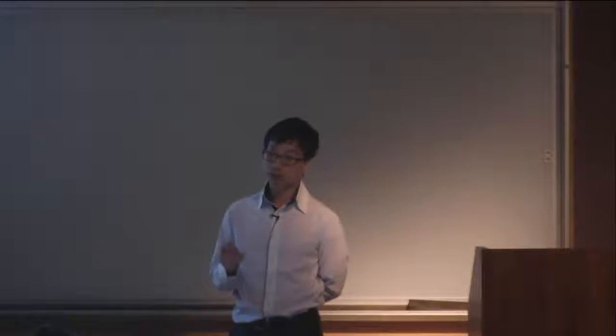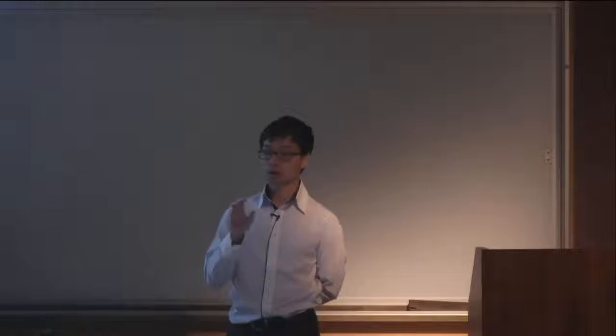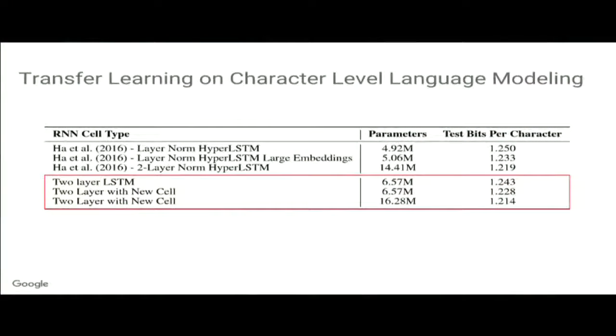We also took the cell, and instead of doing a word level language model, we do a character language model, and we also beat the existing state-of-the-art result as well. And this illustrates the aspect of transfer learning. The architecture that we found on one task actually works well on the other task.